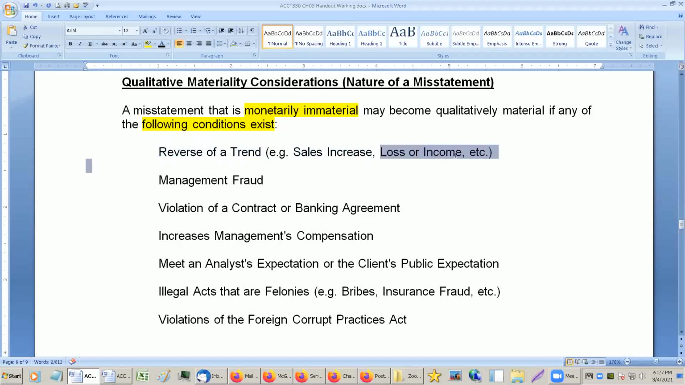Or maybe they have a little bit of a loss, and we don't want to show a loss. We'll change the books by an immaterial, small amount to show that we have income. Now, there's a difference between a company that's showing income and a company that's showing a loss. There's weight given to that. A company that is profitable versus a company that's not profitable. So even though it's a small amount, if it reverses a trend, it could be material.